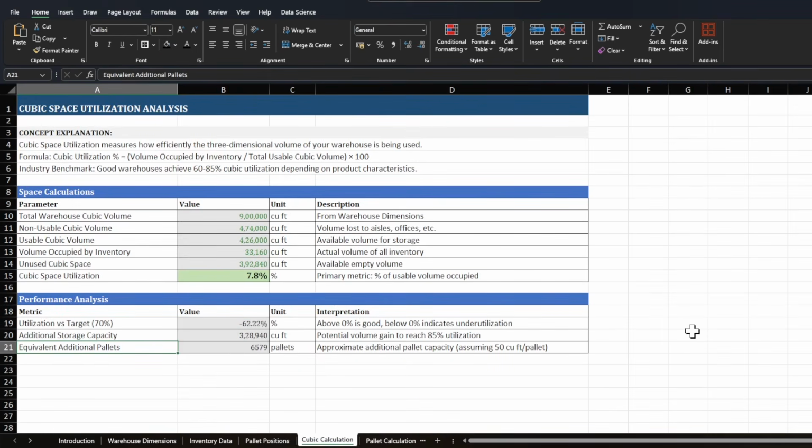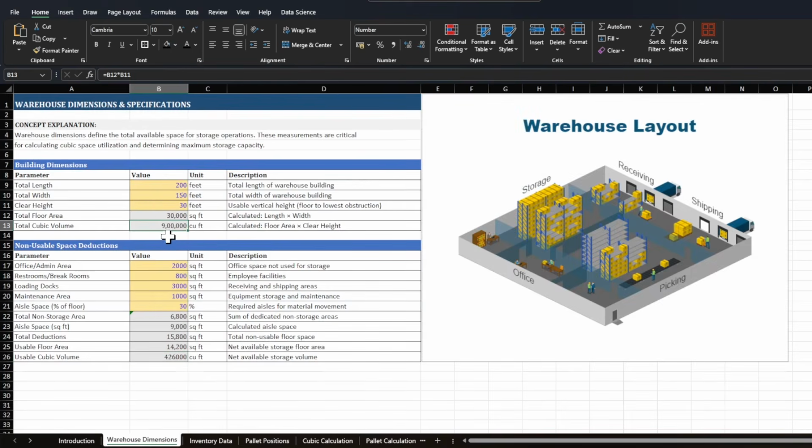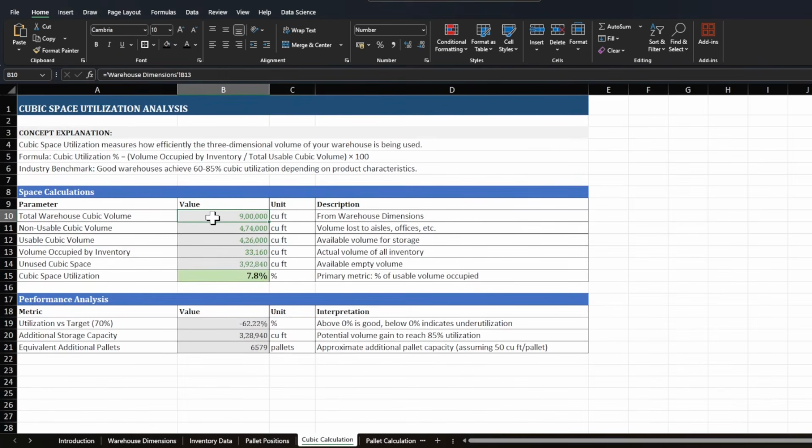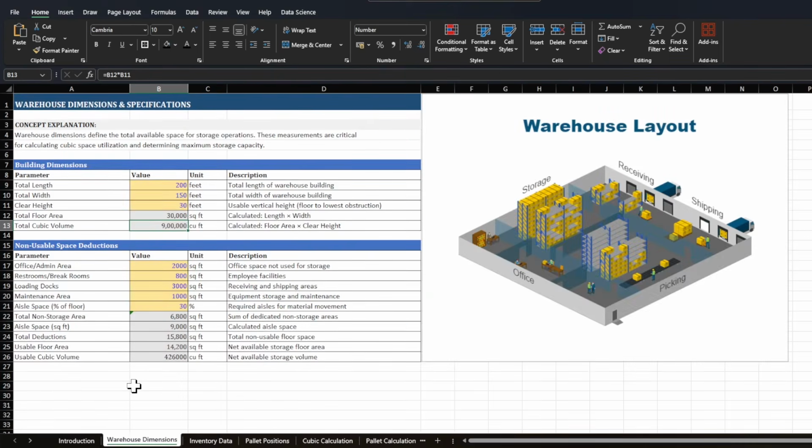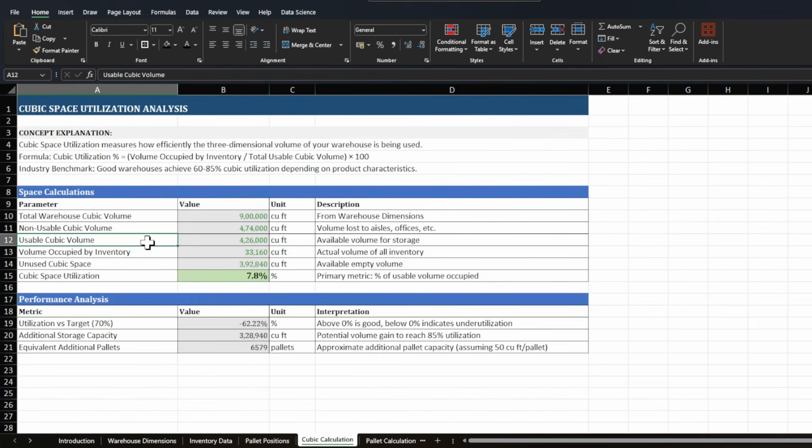In the cubic calculation, we are going to do the calculation in terms of volume. Earlier, in the pallet position, we were doing the calculation in terms of pallet positions. Now we will be doing it in terms of volume. So this is the total warehouse volume which is coming from the warehouse dimension sheet, correct? We have calculated it from here, which is this one. So this is our total warehouse cubic volume. Then this is the non-usable cubic volume. Again, we have calculated it here. Okay. Then this is our usable cubic volume.